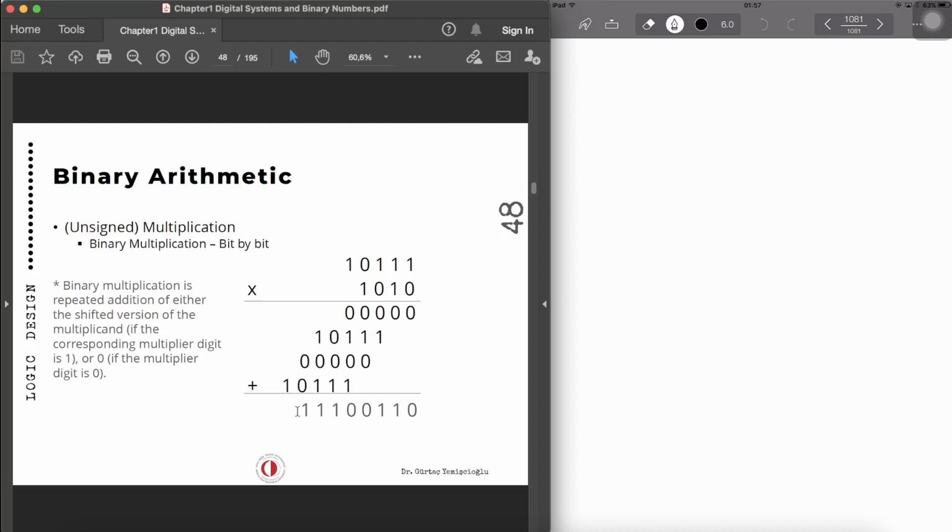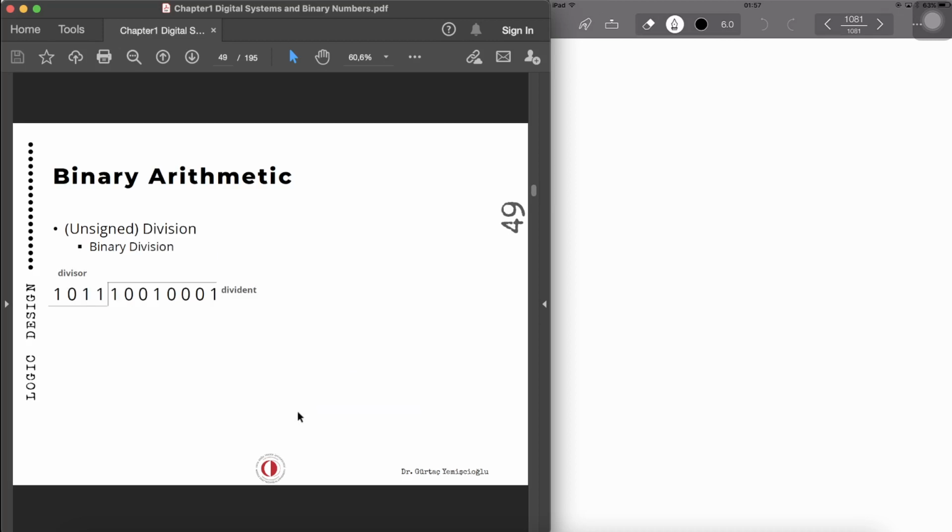So this is known as bit by bit multiplication. Now, the last one that we are going to see as a binary operation is the division. Now, how do we do division? It's a little bit tricky and you have to be really careful. Now we have got the divisor on one side and dividend on the other side.